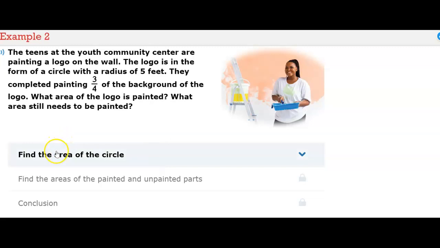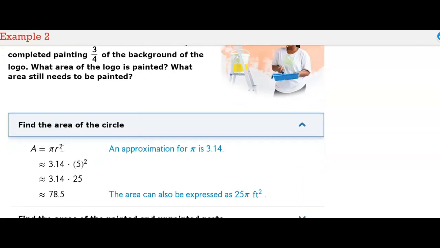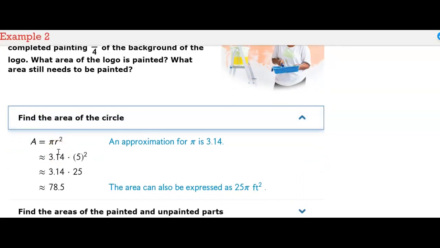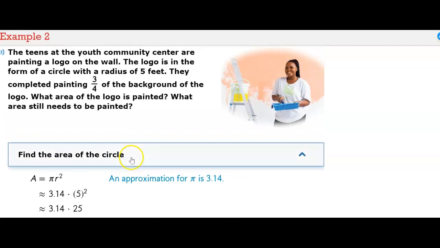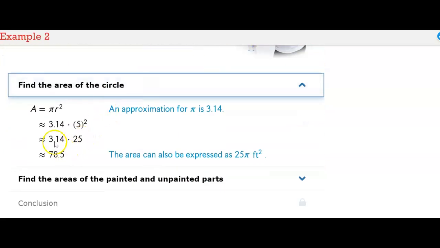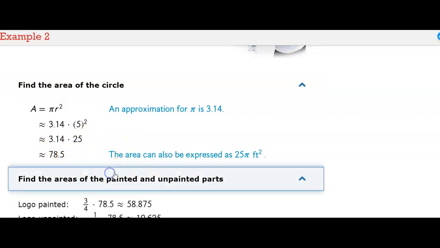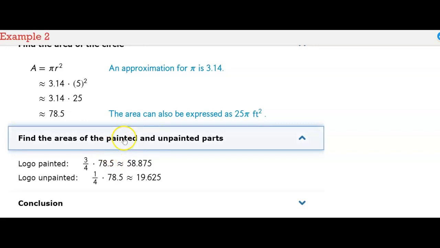So find the area of the circle first. Area is equal to pi r squared. And so 3.14 times 5 squared. We got the 5 from the problem because it says the radius of 5 feet. 5 squared is 25. Multiplied, we get 78.5. Next, you find the areas of the painted and unpainted parts.